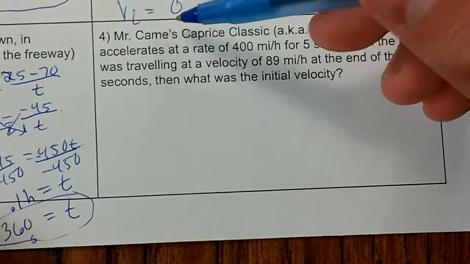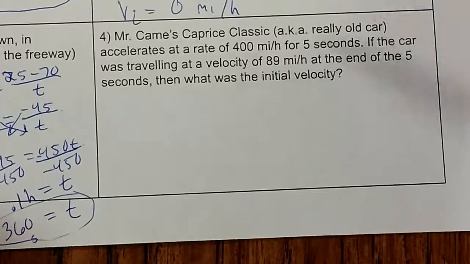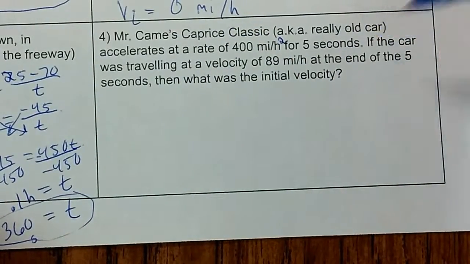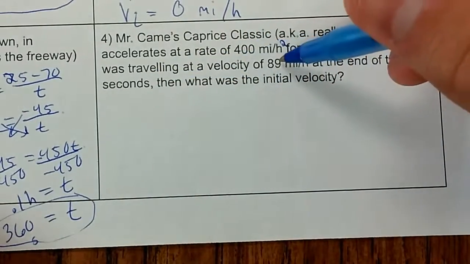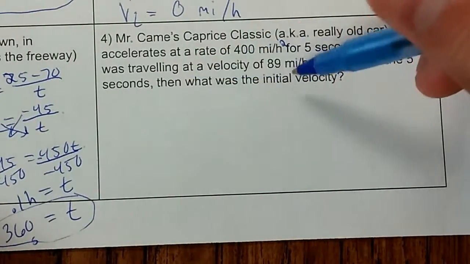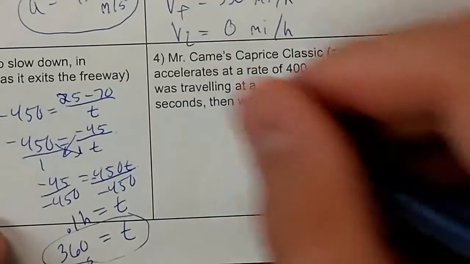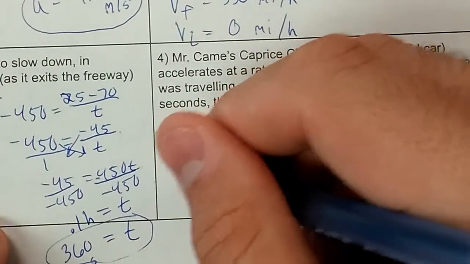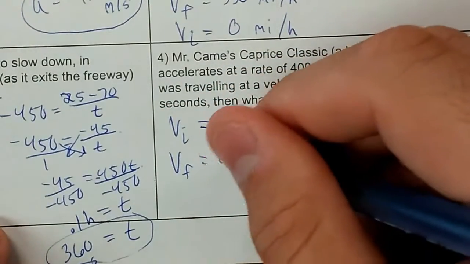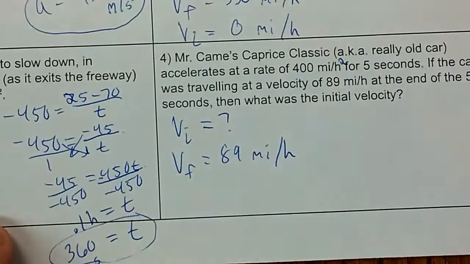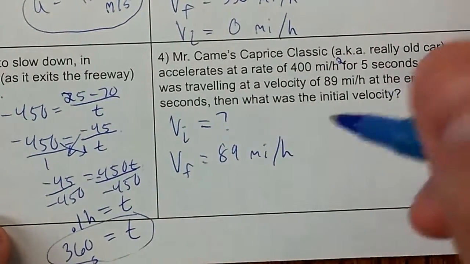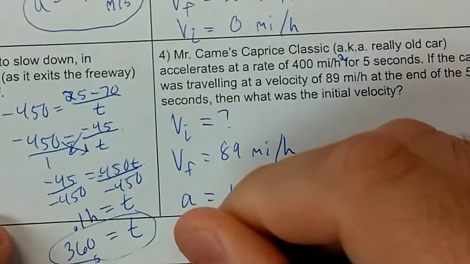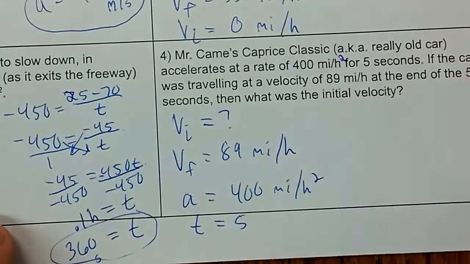All right, number 4, Mr. Kames' Caprice Classic, aka really old car, accelerates at a rate of 400 miles per hour squared for 5 seconds. If the car was traveling at a velocity of 89 miles per hour at the end of the 5 seconds, then what was the initial velocity? So the initial velocity is what's trying to be found. We don't know what that is. Velocity final ended at 89 miles per hour. We have acceleration of 400 miles per hour squared. And then our time is 5 seconds.